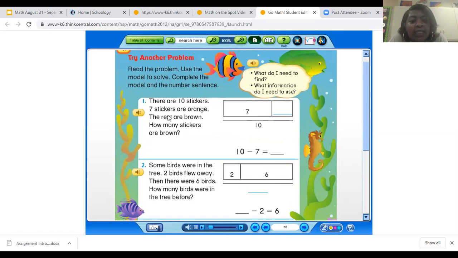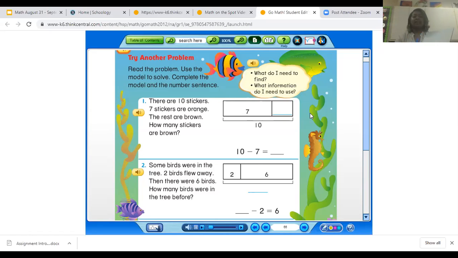There are 10 stickers. So that's my whole number, which is why it's right here, because it's letting me know that that's the total or the amount. There are 10 stickers. 7 stickers are orange. The rest are brown. How many stickers are brown?